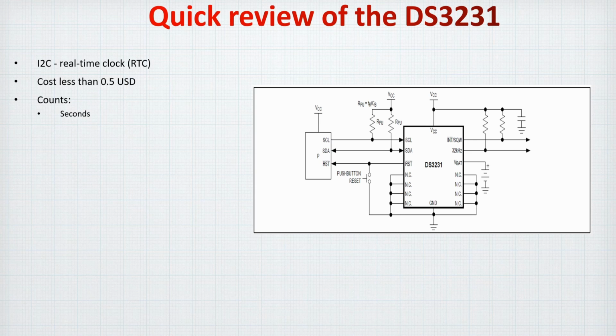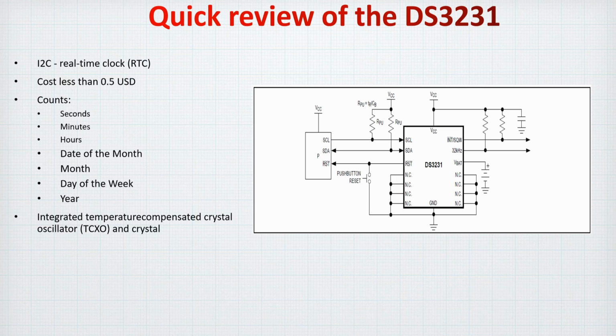So it can count, of course, seconds, minutes, hours, the date of the month, meaning the days, the months, the days of the week, and also the year. Also, it can count the century. It has a temperature compensated crystal, which is really great, because usually with the previous model you had to buy the crystal yourself, but this one has an internal crystal with temperature compensation. So if there is a variation of the temperature, you can compensate for that and reduce a lot the error that you have in the timer.